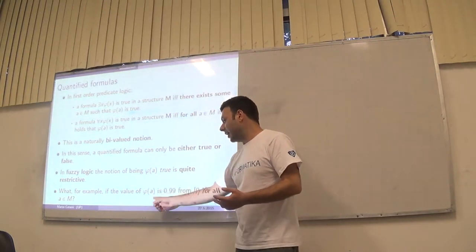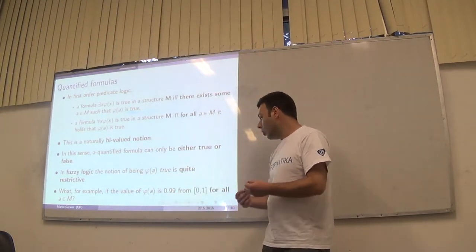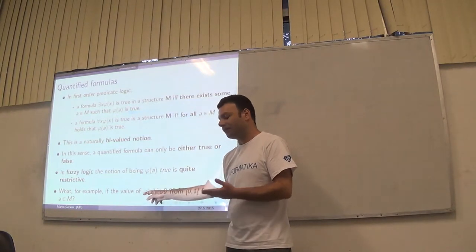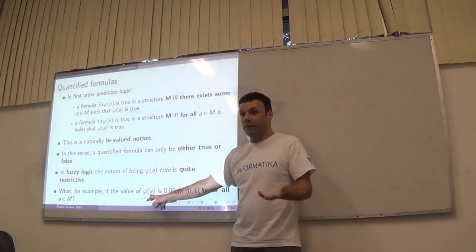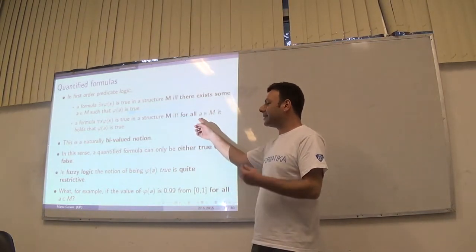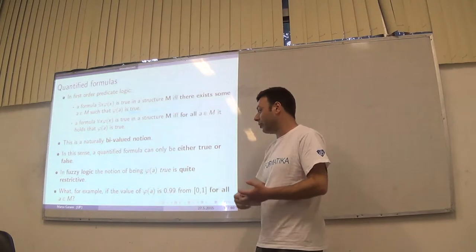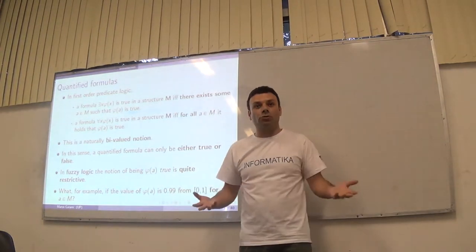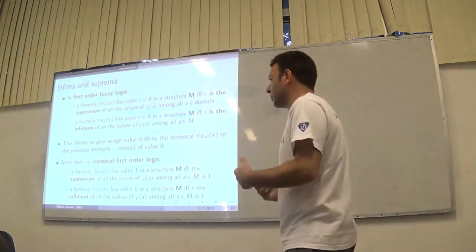Suppose we assign to all the instances of a given formula the value 0.99. Which value should the universal quantification of this formula have? Because none of the instances has value one, it should be zero. Strictly speaking, no element of the domain is an instance of the formula with total truth, so the value of the universal quantification should be zero, even though every instance is almost one. So we need a different way to treat quantification.